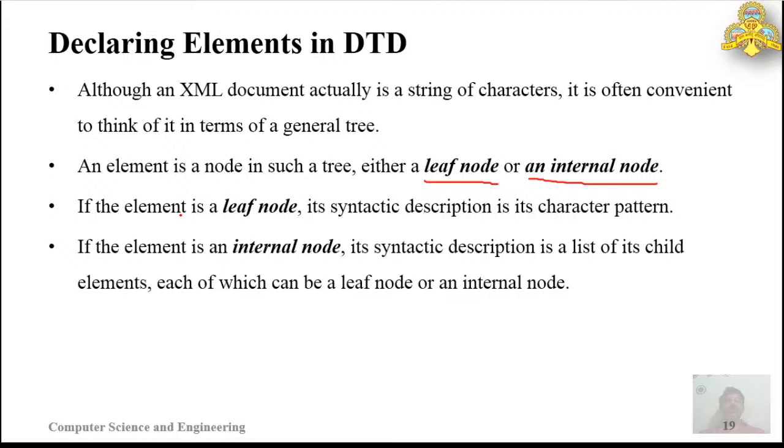So if you are declaring an element as a leaf node, then its syntactic description is its character pattern. That means what is the pattern type of the information that can be enclosed by the element tags. If the element is an internal node, then its description is a list of its child elements, each of which can be a leaf node or an internal node. So an internal node is actually nothing but a list of child elements.